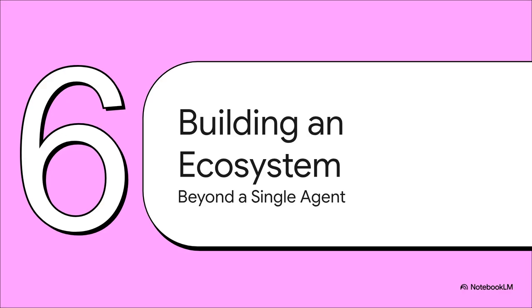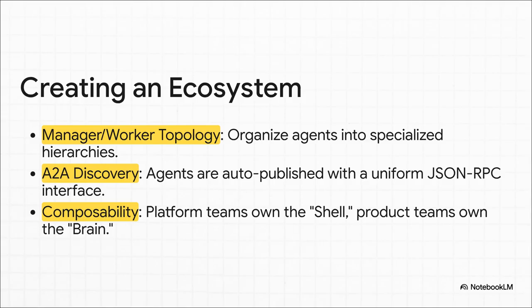But the real power, the true magic, comes when you zoom out. Because this isn't just about managing one agent a little bit better. It's about creating an entire collaborative ecosystem of agents that can all work together. The Hub lets you build these manager-worker hierarchies, where a manager agent can delegate tasks to its specialized workers. And because every single agent publishes its skills through a standard agent-to-agent, or A2A, interface, they become discoverable and callable by default. This makes true composability possible, where maybe your platform team owns the operational shells, while your product teams can just focus on crafting brilliant agent brains.